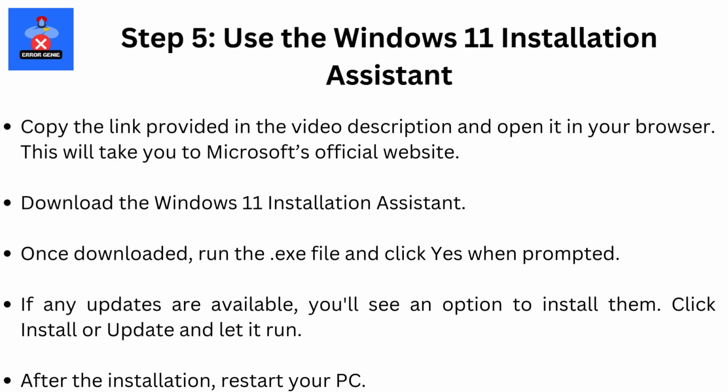Step 5. Use the Windows 11 Installation Assistant. Copy the link provided in the video description and open it in your browser. This will take you to Microsoft's official website. Download the Windows 11 Installation Assistant. Once downloaded, run the .exe file and click Yes when prompted. If any updates are available, you'll see an option to install them. Click Install or Update and let it run. After the installation, restart your PC.